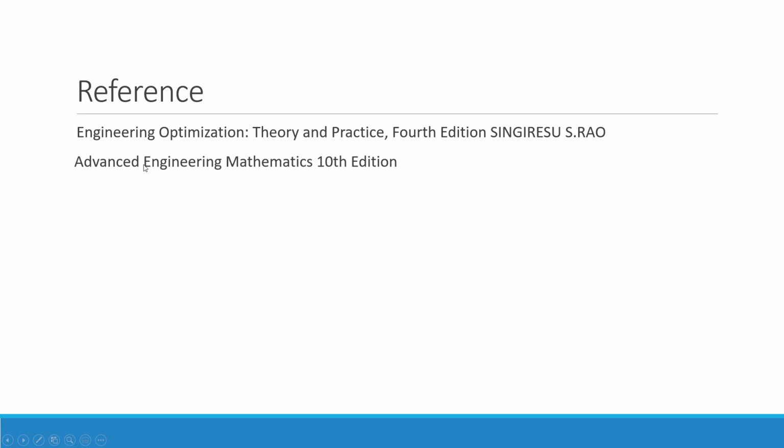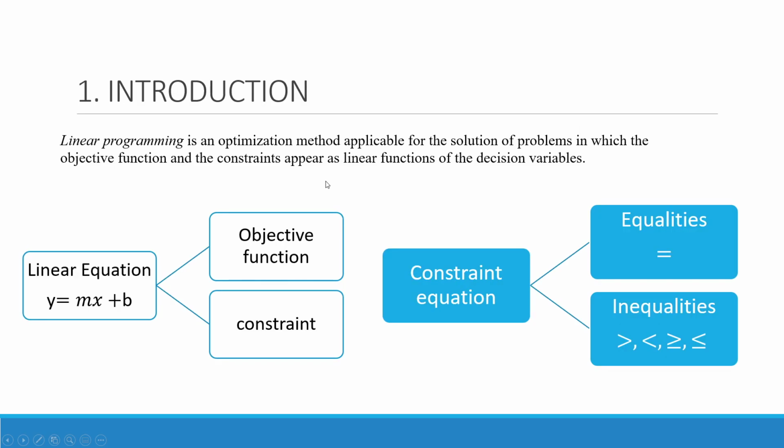The references that I use in this seminar are two books: Engineering Optimization: Theory and Practice, fourth edition, chapter 3, and Advanced Engineering Mathematics, 10th edition.